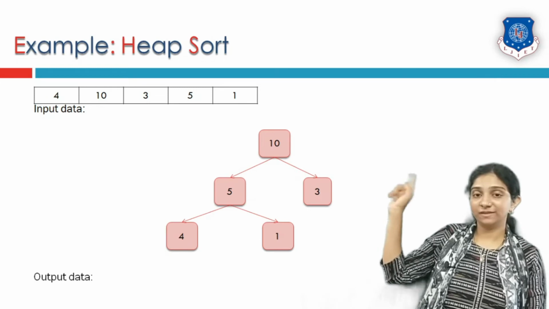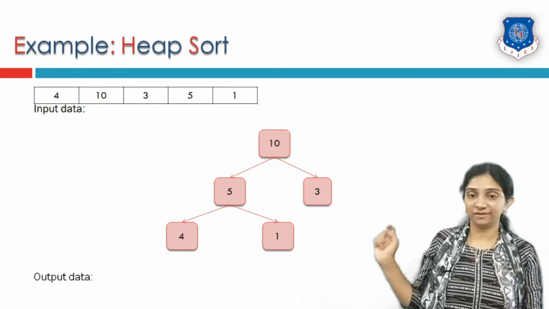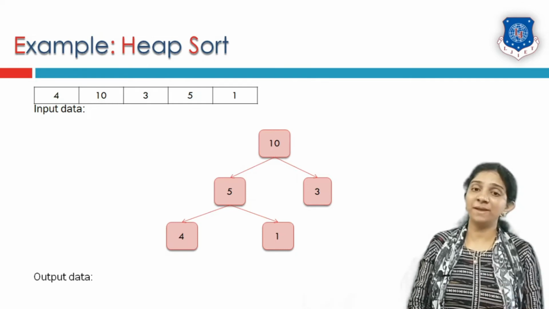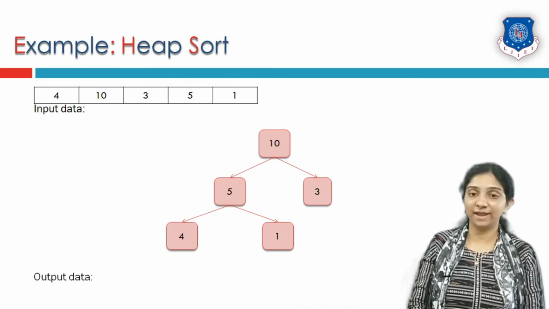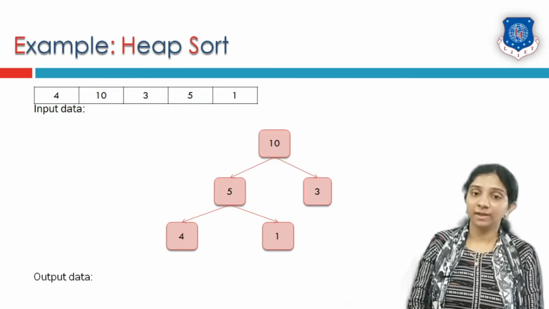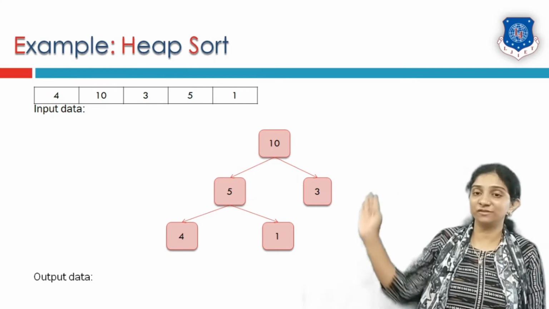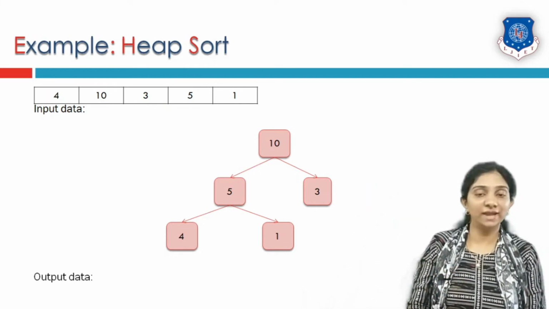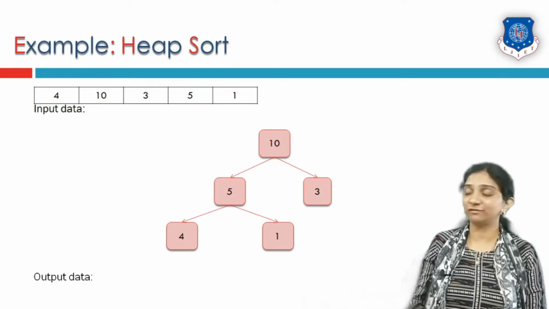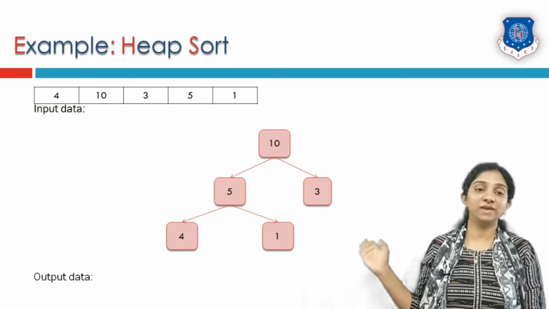Is 10 greater than 5 and 3? Yes. Is 5 greater than 4 and 1? Yes. So every parent is greater than its child, and each node can have either 0, 1 or a maximum of 2 children. And the height of the left subtree must be only one greater than the height of the right subtree. So all these properties are satisfied. So this is my max heap tree.